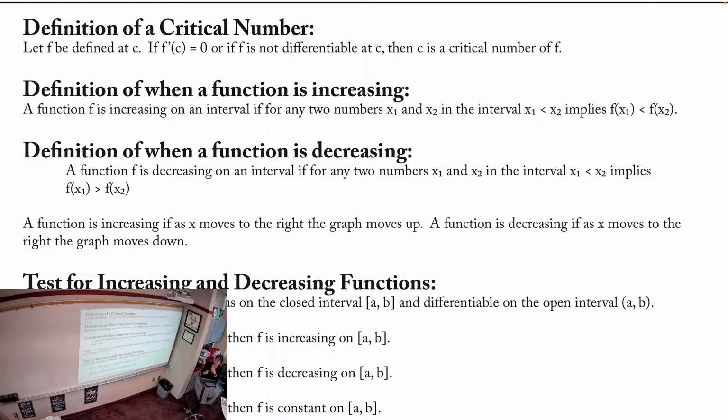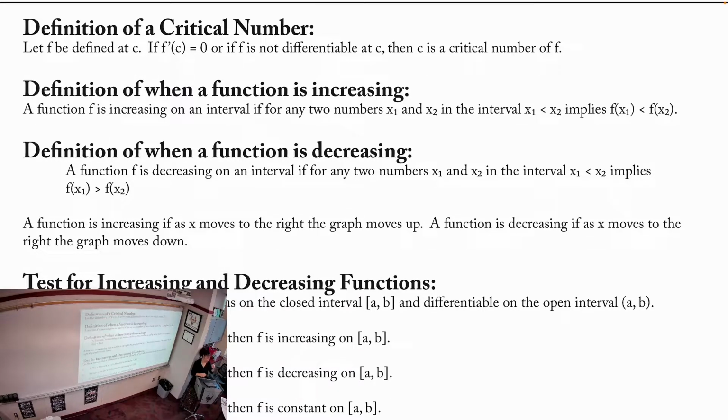Increasing and decreasing. A function is increasing left to right if the tangent lines are positive, have positive slope. So that means the derivative has to be bigger than 0. Likewise, if we're decreasing, slopes of the tangent lines would be negative. So that means f prime of x would be less than 0.